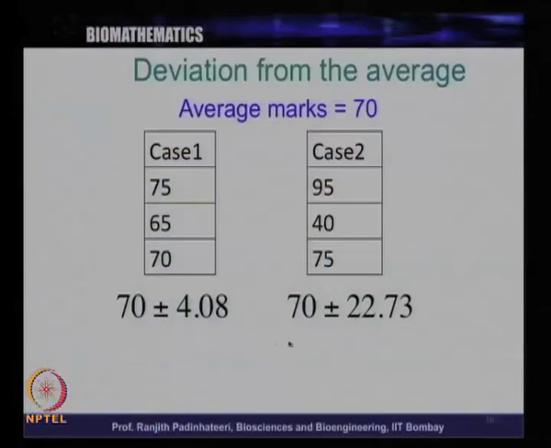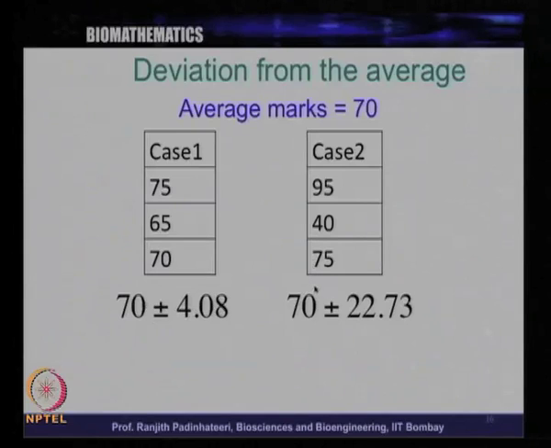So now let us go back to the data and look at it. In case 1, the average was 70 and the standard deviation was 4. So we can say 70 plus or minus 4, because the deviation from the average, the deviation from the mean, is 4.